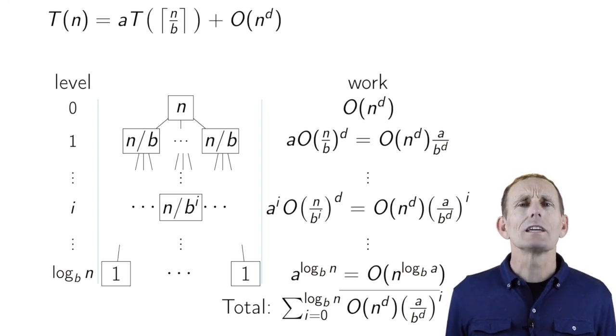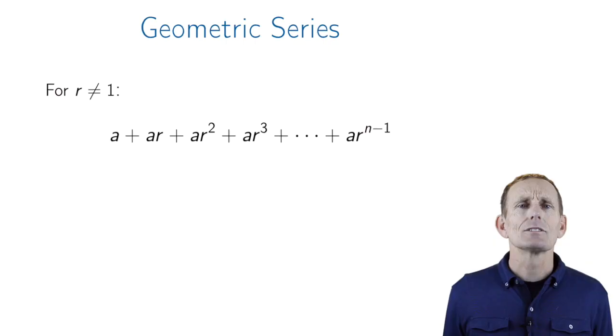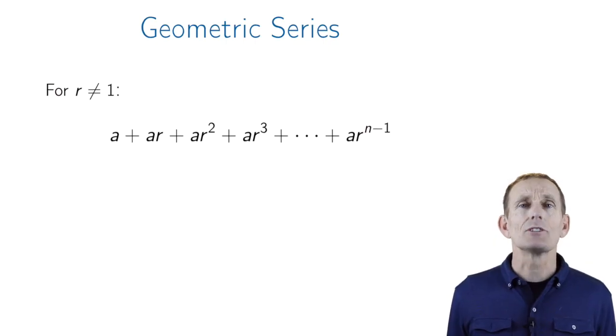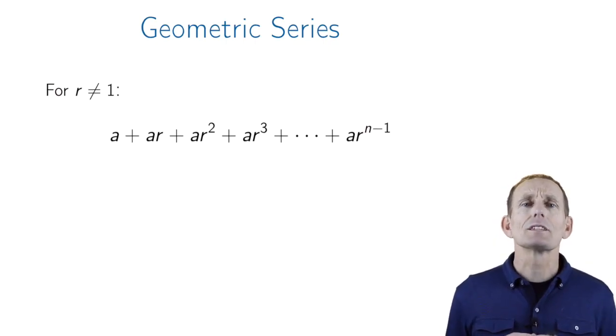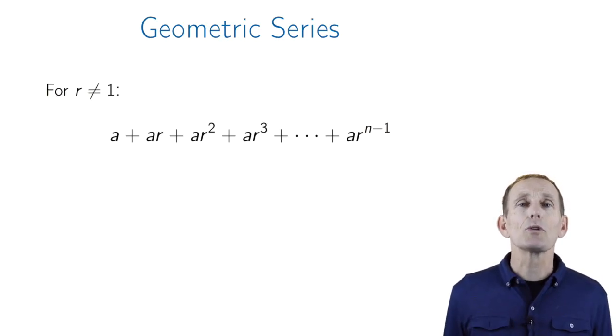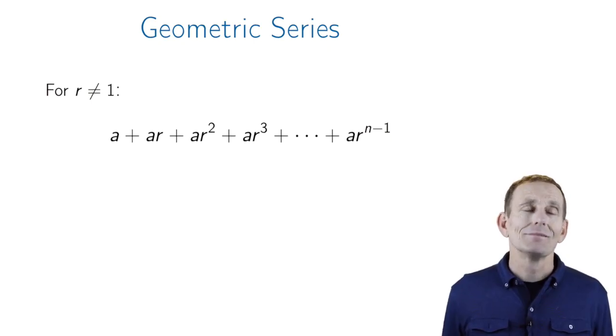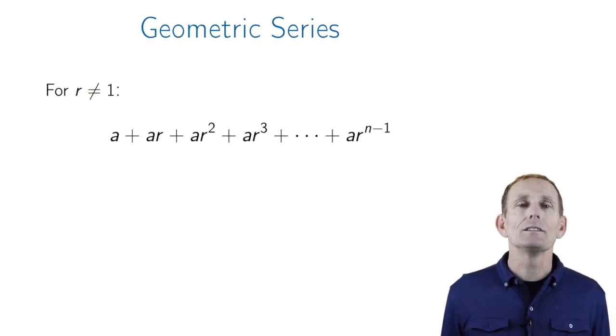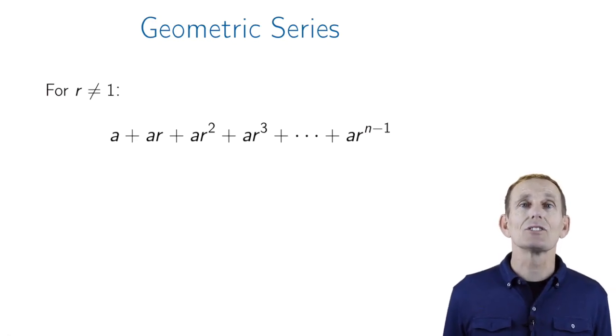So let's look at what seems like a slight digression, and that is geometric series. A geometric series is a series of numbers that progresses by some multiplicative factor. I'll give you an example. If we take 1 plus 2 plus 4 plus 8 plus 16 plus 32 plus 64, that's a geometric series, where our factor is 2 at each step.